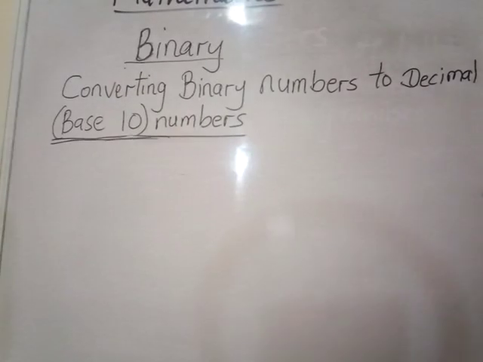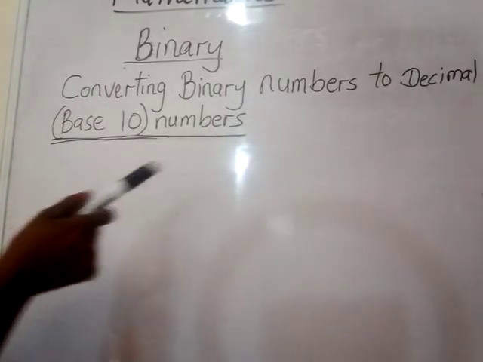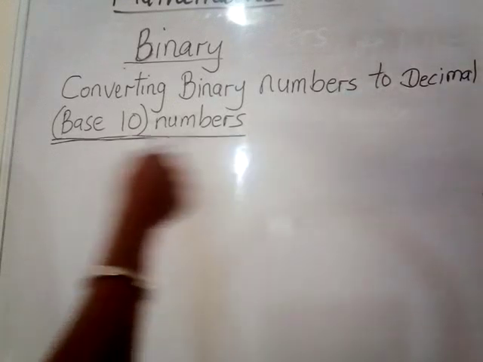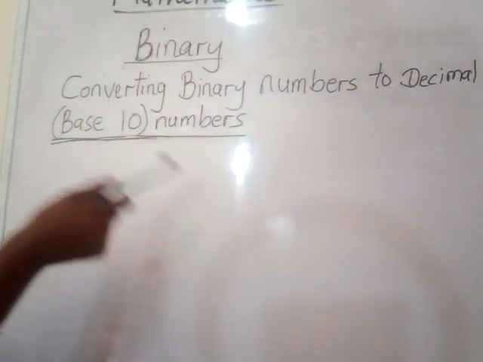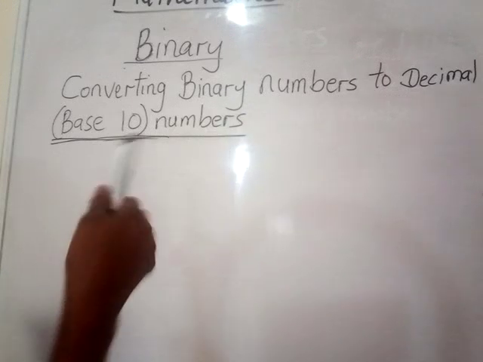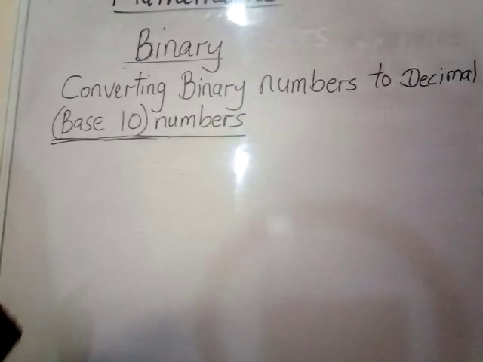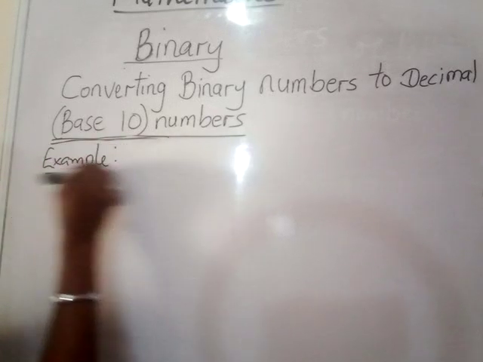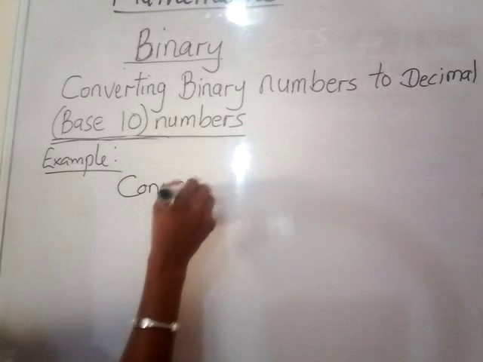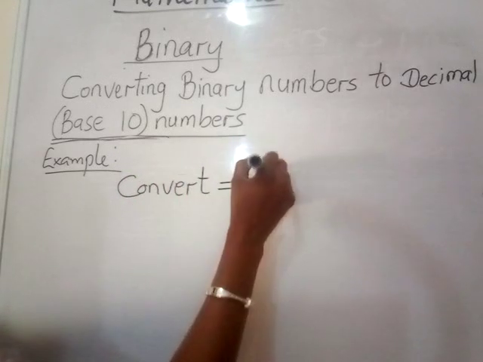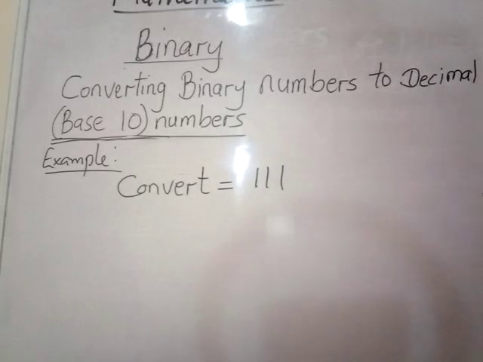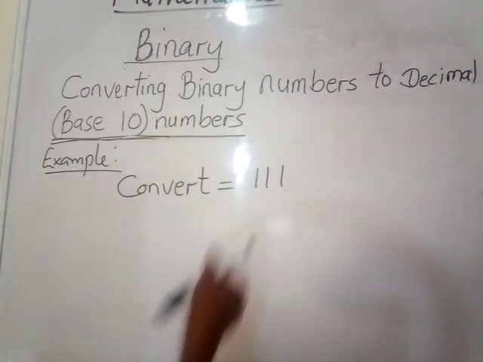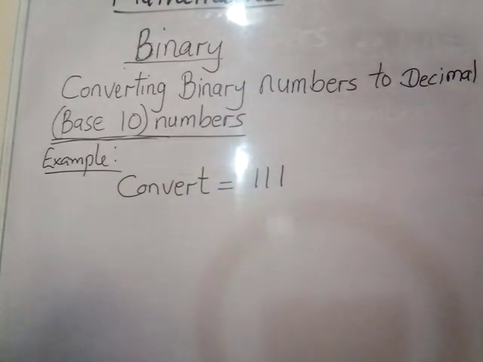So the next aspect we're going to look at is converting binary numbers to decimal or base 10 numbers. Remember, we just looked at converting decimal or base 10 numbers to binary. Now we're going to see how we convert binary numbers to decimal. Okay, so let's take this example. Let's take this number in binary form, 111. Let's try and convert it to our base 10 number.